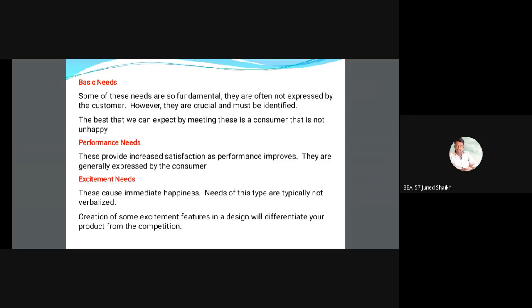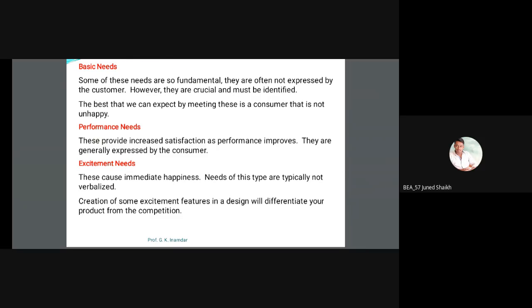Excitement need: these cause immediate happiness. Needs of this type are typically not verbalized. Creation of some excitement features in a design will differentiate your product from the competition. Excitement is whenever something is suddenly required. For example, four days ago the government was trying to start a lockdown. During that period demand rose, and some people went to the market and purchased a number of products.